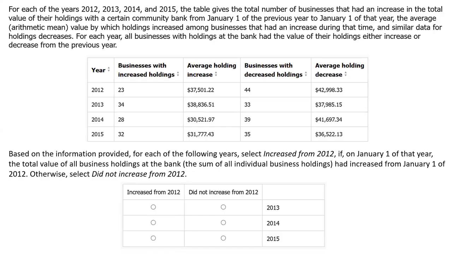For each of the years 2012, 2013, 2014, and 2015.